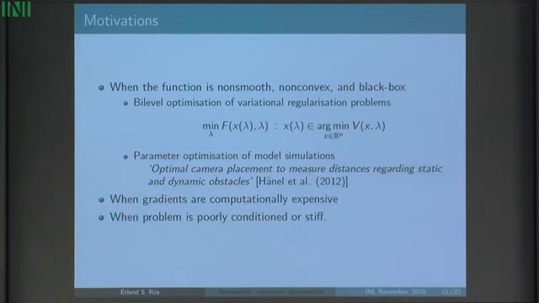And other motivations, which were also used, for example, for Euler's elastica painting, is when gradients are computationally expensive, or when your problem is poorly conditioned or stiff. So the final motivation for using discrete gradient methods for this is that your dissipative structure holds for any time step, so you have unconditional stability. So you're not restricted with regards to your time steps.